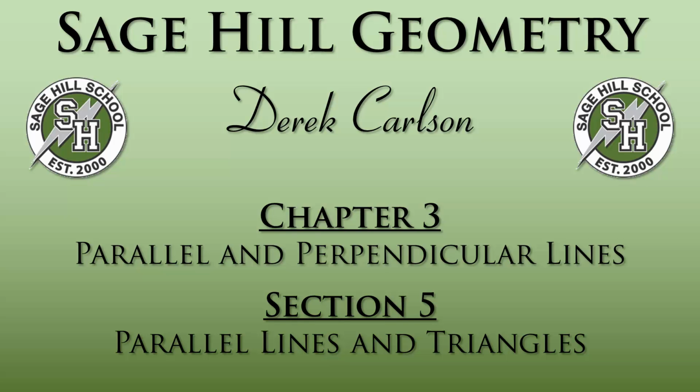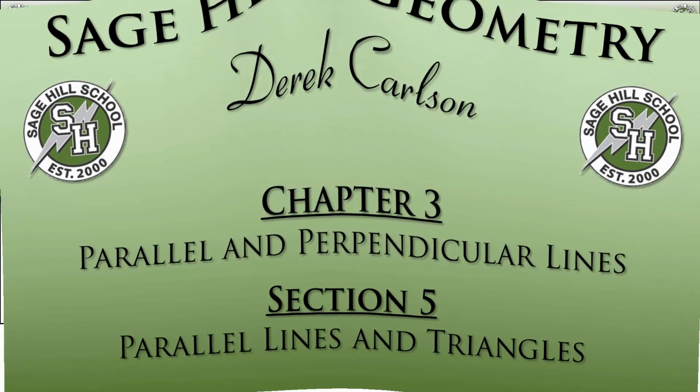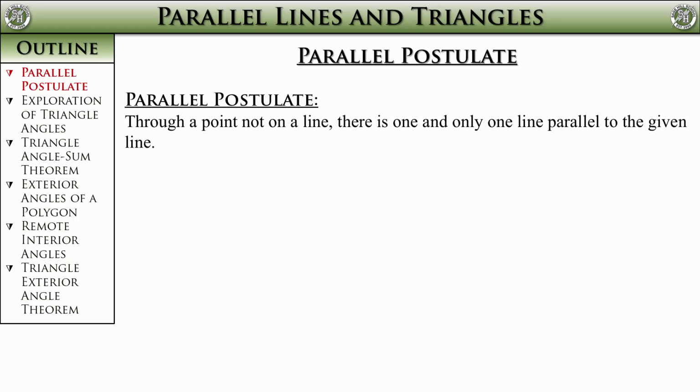Section 3.5, Parallel Lines and Triangles. We start off this section with a postulate. This is not an important postulate. In fact, its only real use is that it is used to prove the first theorem of this section. You won't actually be using it in any of the proofs that you do. But it does show up in this section, so just to be thorough, here is this postulate very quickly.